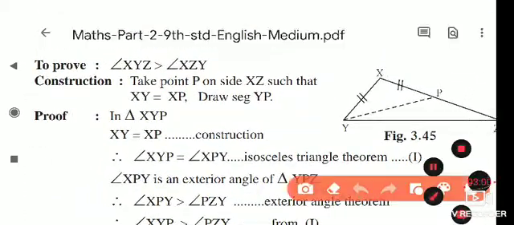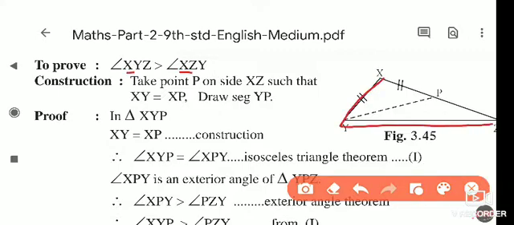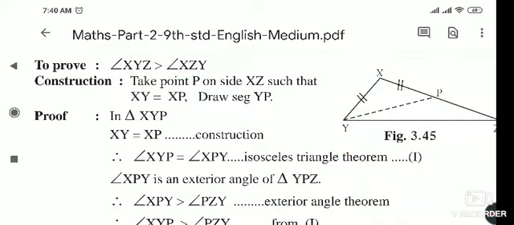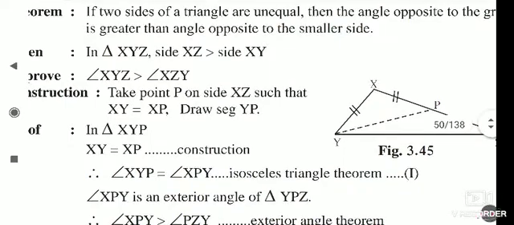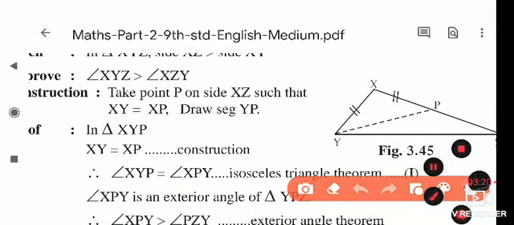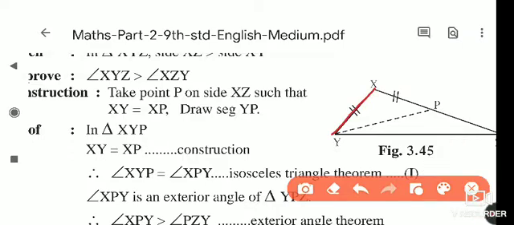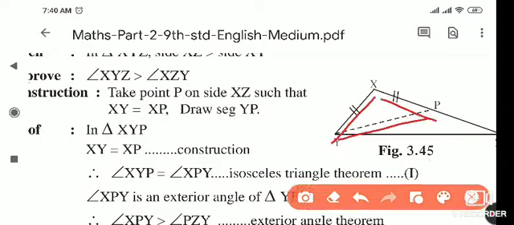Here it is given, we can read it in three letters also: angle XYZ is greater than angle XZY. And to prove this, what we have to do? We have to construct one triangle only. How much is the measure of XY? The same measure we have to take on XZ. So XY is equal to XP, and here we have to draw this triangle. That is our construction.